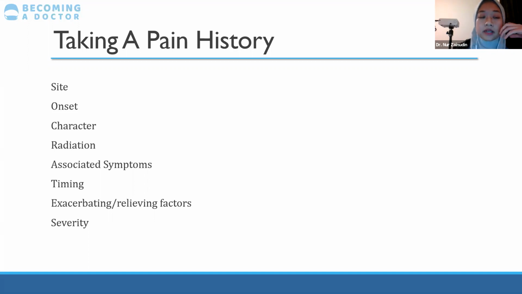Timing is quite similar to onset, but it's more like duration. How long have they been having the pain for? Is it a day? Is it a week? Exacerbating and relieving factors, and also severity. Severity is quite difficult because different people have different pain thresholds, and it's quite subjective, so it's usually quite difficult and normally doesn't tell us very much.